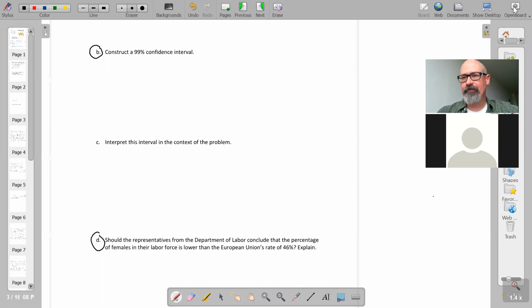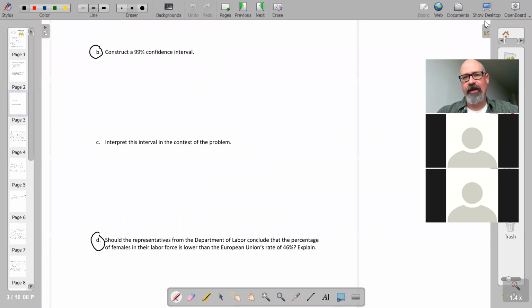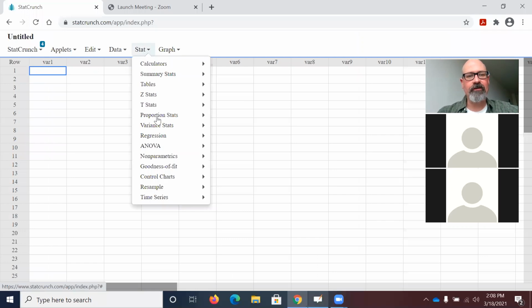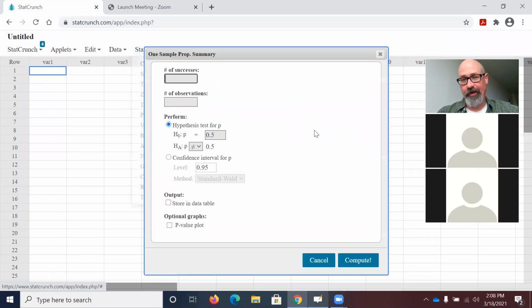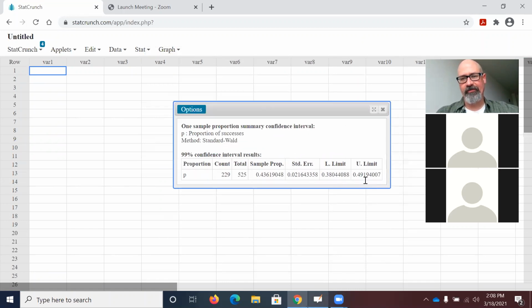So let me very quickly compute the confidence interval. You can use StatCrunch to do this almost instantaneously. Basically, you have 229 successes out of 525 observations, and you can use that very quickly to come up with the confidence interval. So you go to Stat, Proportion Stats, One Sample with Summary. Number of successes is 229, and the number of observations, I think, is 525. I want to compute a 99% confidence interval. So I enter that, and I get a summary that looks a bit like this.